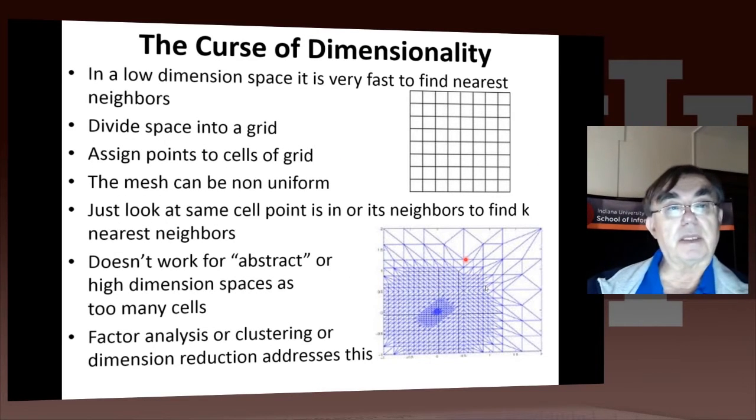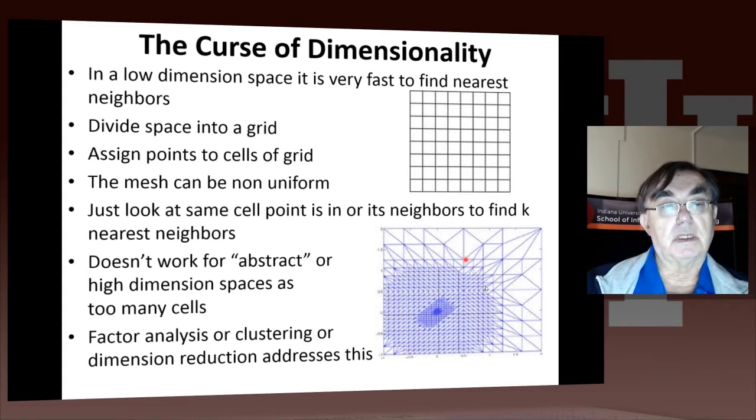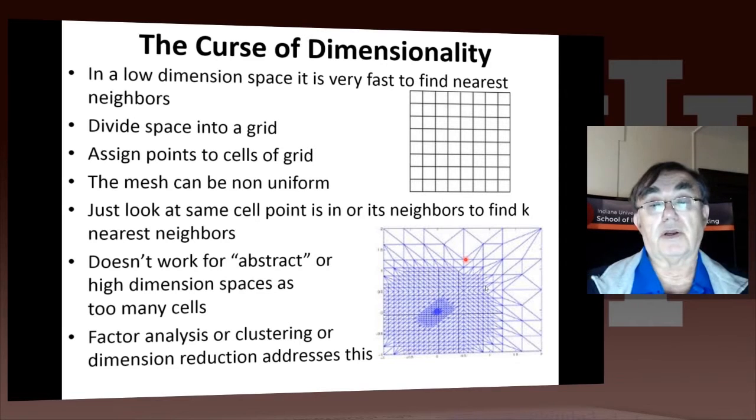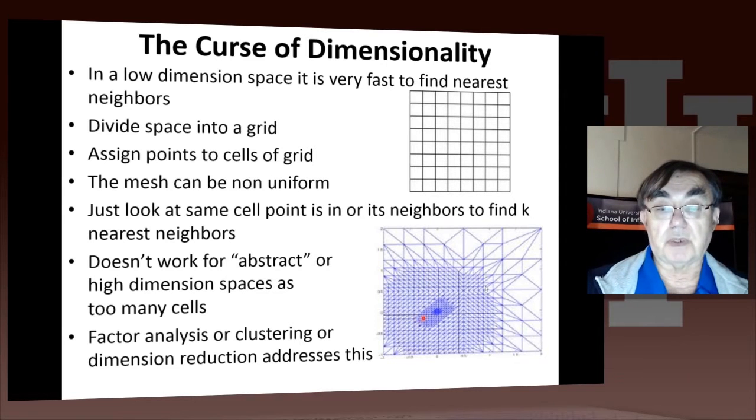Here's a little comment about the so-called curse of dimensionality. If your points are in a very low dimension, it is very, very fast to find the nearest neighbors. What you can do is divide the points into a grid, assign the points to the cells of the grid, and then you can do that in a non-uniform fashion. Here's an example of a grid where there's a mesh, and maybe because lots of points are near one region, you have more mesh points here, but everything is still lots of cells.